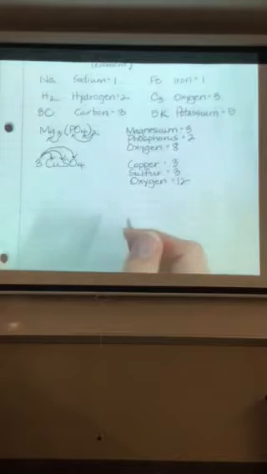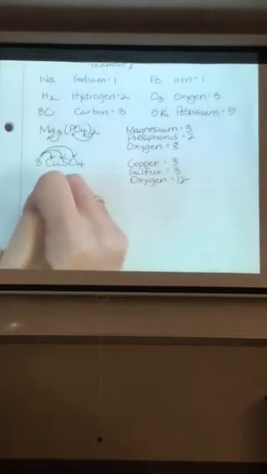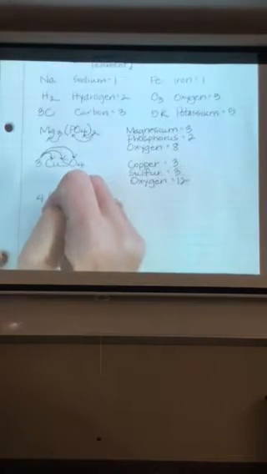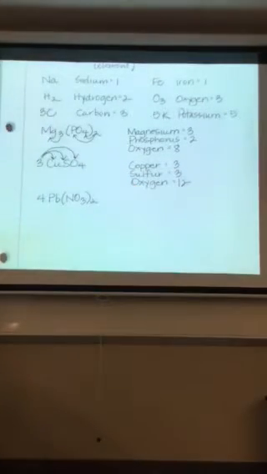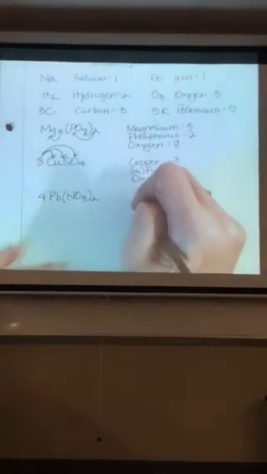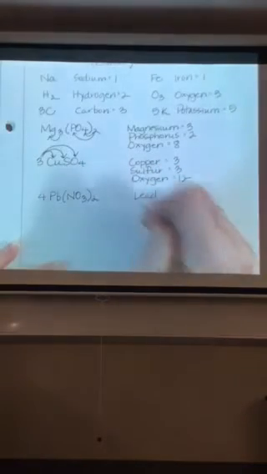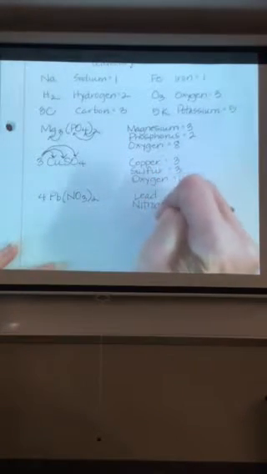Okay, next. If I give you something like 4Pb(NO3)2, this is lead(II) nitrate. First step. What's my first step? Write them down. Yeah, write down my elements. So what's Pb? And N and O.